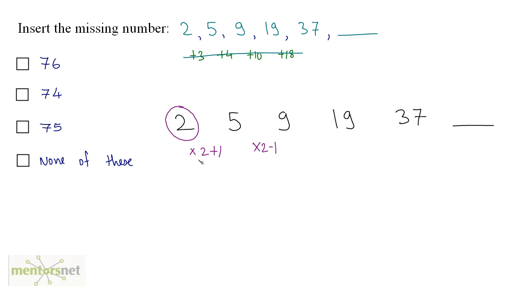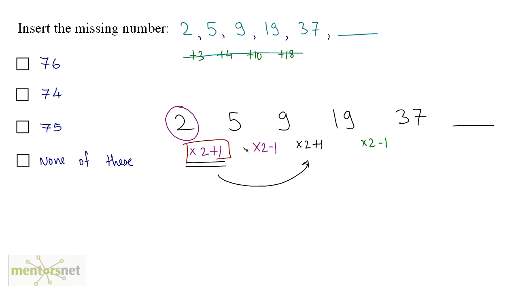Now, let's see if we place this rule here between 9 and 19, can we obtain 19 from 9? Well, 9 times 2 plus 1 will give you 19, right? 9 times 2 is 18, plus 1 is 19, right? So this fits in here perfectly. Then 19 times 2 minus 1 should give you 37, isn't it? 19 times 2 is 38, minus 1 is 37, right? So we are getting a pattern.